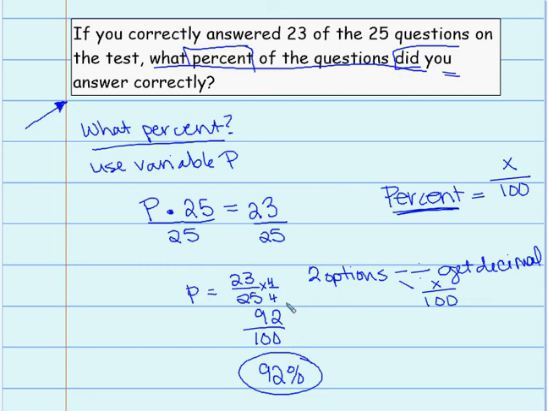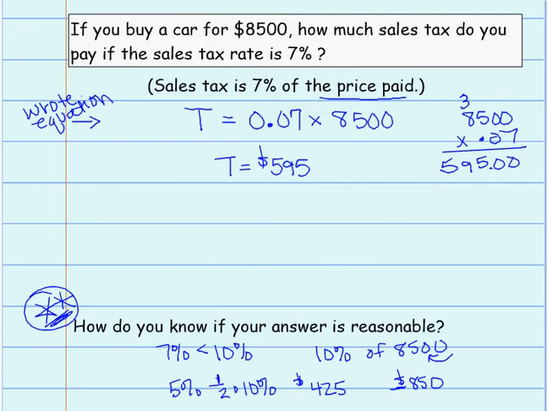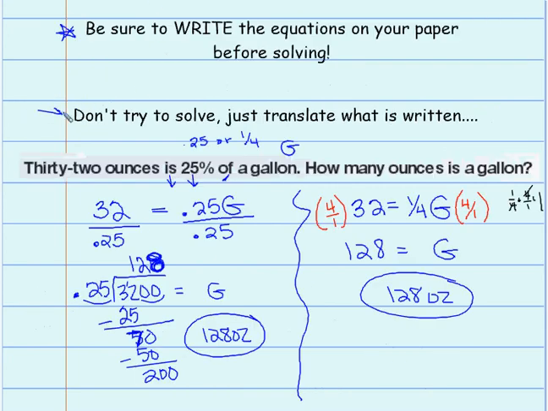Hopefully this lesson won't be that tricky. I think the hardest part is right here. Don't try to solve. Just translate what's written into an equation. Then solve. Okay? Don't try to do everything in your head. Just write what they tell you. It's really simple if you can write what they tell you to get the equation. Then you can solve. Okay?